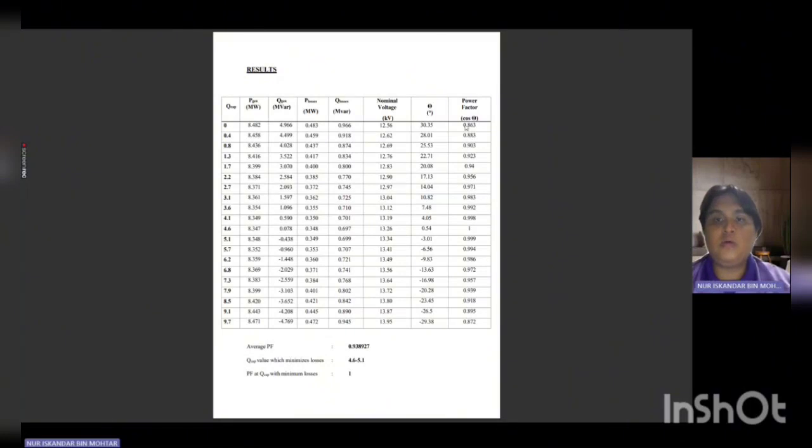Meanwhile, for the power factor, it increases from 0.863 to 1 at the reactive power on the switch shunt of 4.6. After that, it decreases to 0.872. So the average power factor for this simulation is 0.938927. The reactive power cap value which minimizes losses is between 4.6 and 5.1. The power factor at the reactive power with minimal losses is 1.